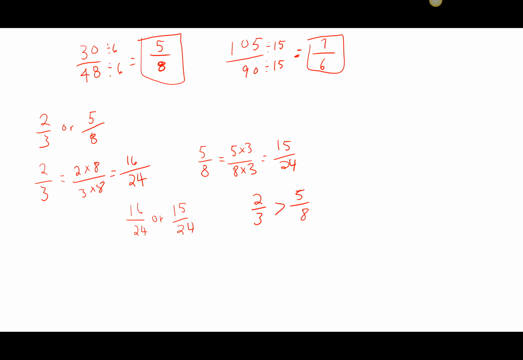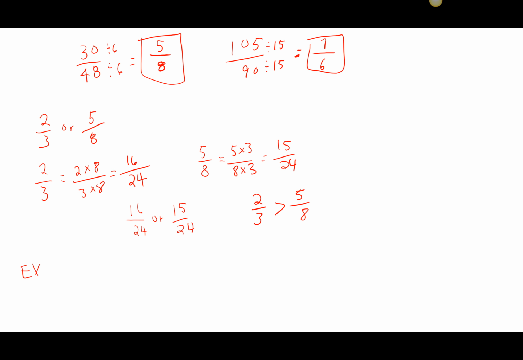5/8. Okay? So the new denominator is the product of the original ones. 24 equals 8 times 3. Once both the fractions are written with the same denominator, the one with the larger numerator is the larger fraction. So let's look at another one.